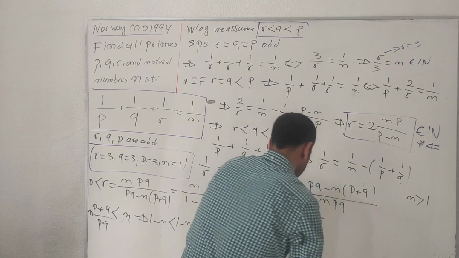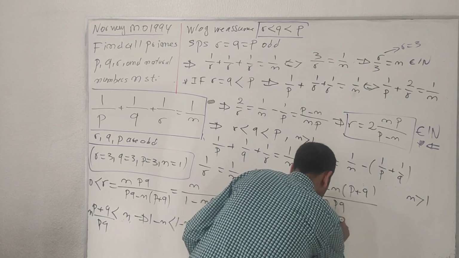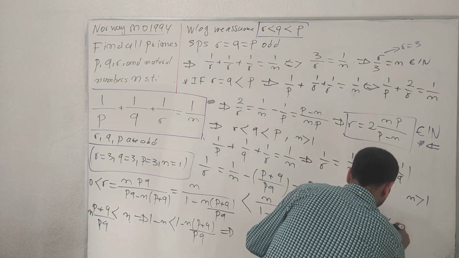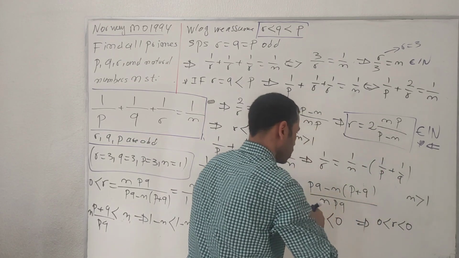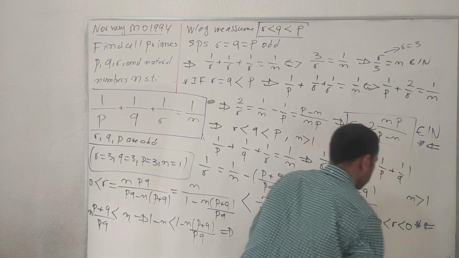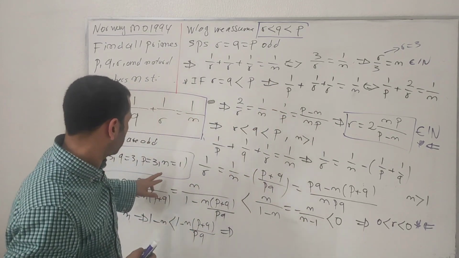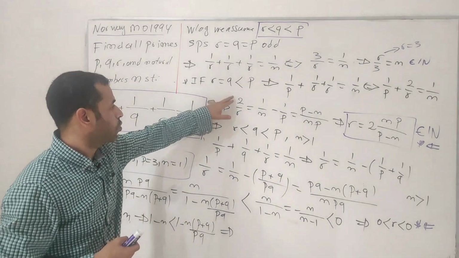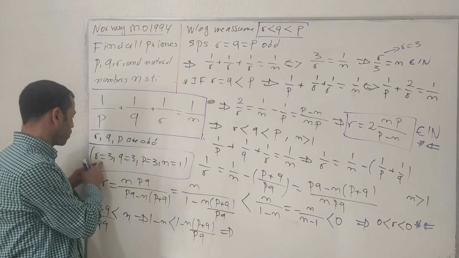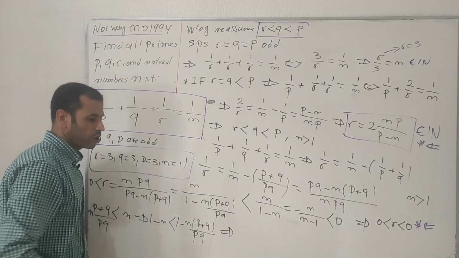So since N is a natural number, this one is positive, which means the whole thing is strictly inferior to 0. In other words, 0 is strictly inferior to R, and R is strictly inferior to 0, which is a contradiction, okay, like this. We have proven there are no odd primes when N is strictly superior to 1, okay? The only solution that we found is when N equals 1. It gives us the equality R equals Q equals P equals 3 as a prime.